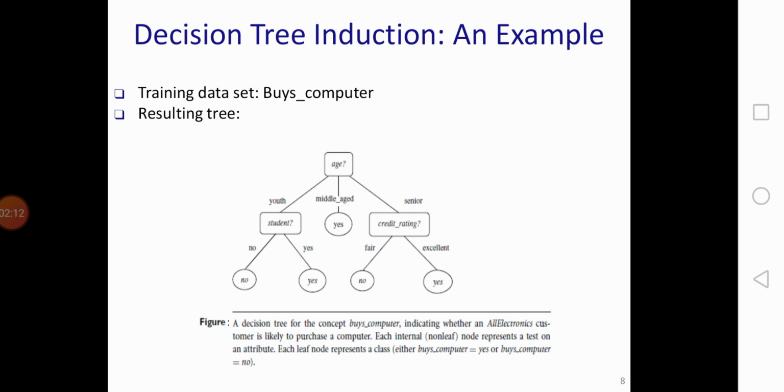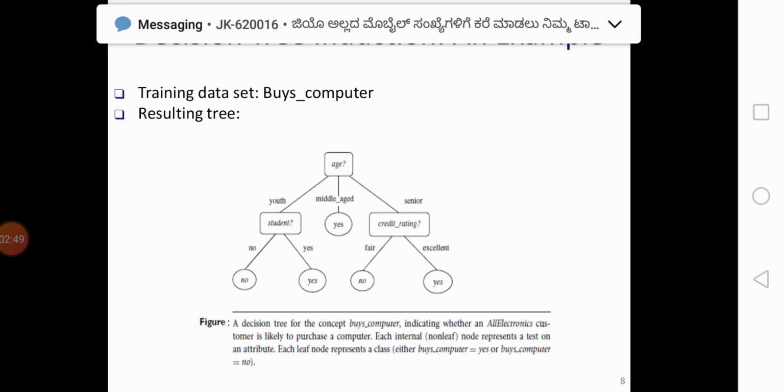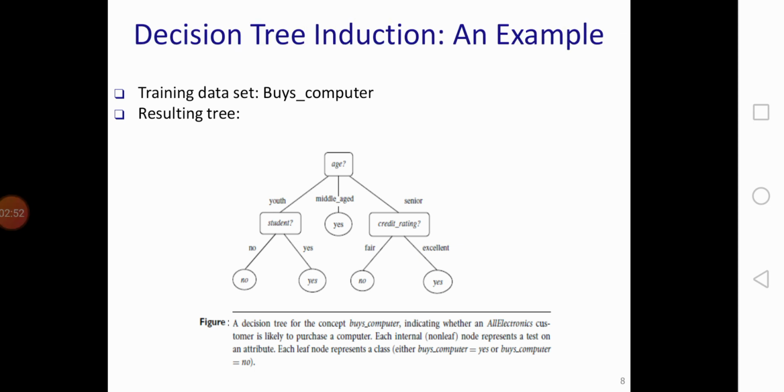According to this figure, age acts as the root node. If age equals youth, then the class buys computer says no. Again, if age equals youth and the person is a student, then buys computer equals yes. If age equals middle aged, the class buys computer says yes. If age equals senior and credit rating equals fair, then buys computer says no. If age equals senior and credit rating equals excellent, then buys computer says yes.